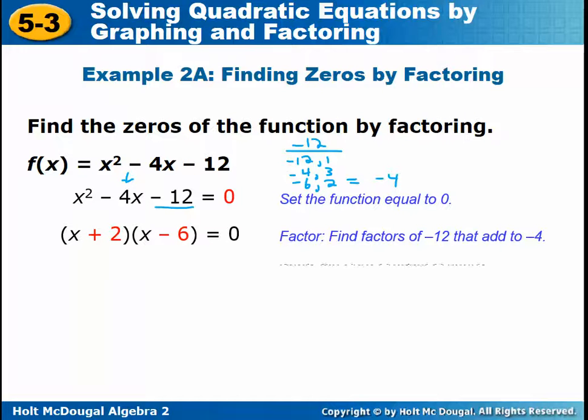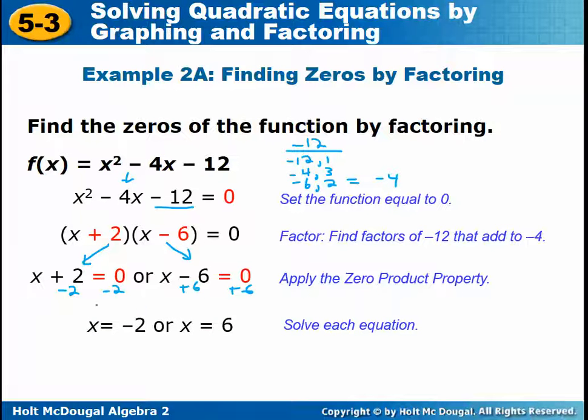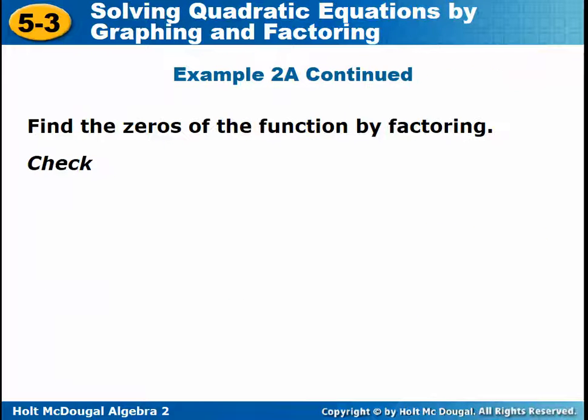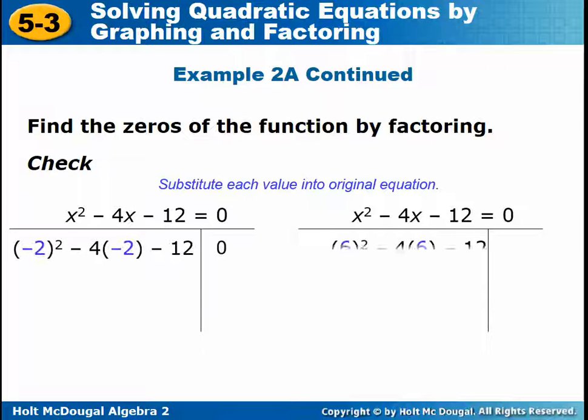Now we use the property that we just learned, the zero product property, to write two little equations. We take the x plus 2 and put it equal to 0, or the x minus 6 equals 0. So you write both of those. Then you solve these little tiny equations by subtracting 2 from both sides and getting x equals negative 2, or add 6 to both sides and get x equals 6. So these are the zeros of our function. We can check those by plugging them back in and making sure that we get 0 for both of them.